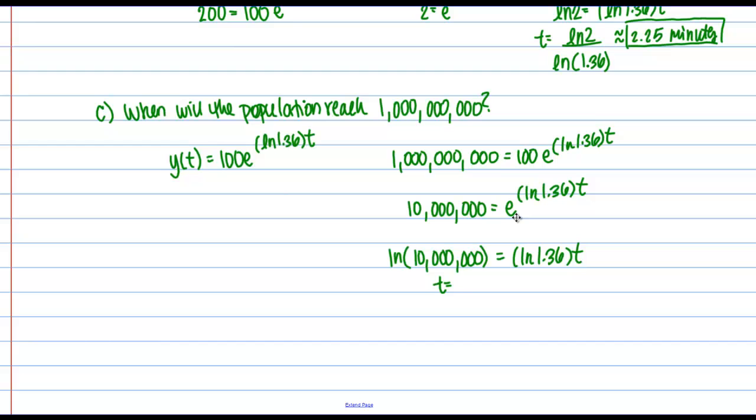And so I get then t equals the natural log of 10 million over the natural log of 1.36, which is approximately 52.4 minutes. So it does not take our population of bacteria that long to reach 1 billion.